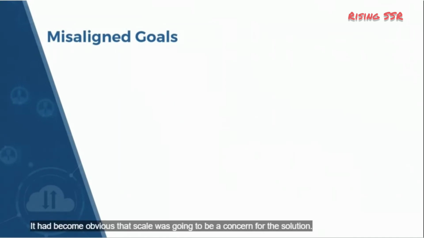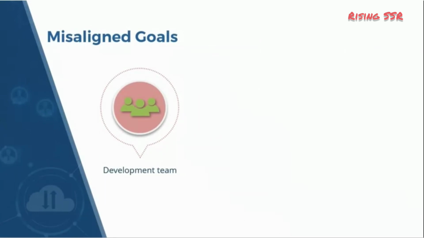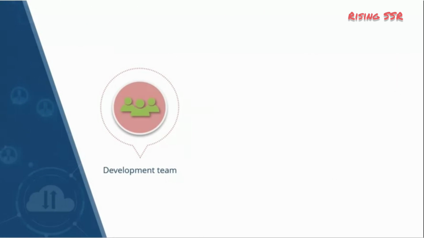It had become obvious that scale was going to be a concern for the solution, so the development team decided to create a new service rather than try to refactor the old one. While the development team worked full steam ahead on the new service, the SRE team was left to manage operations of the old system until such time as it could be abandoned. This put the teams in a position where they were completely misaligned in their efforts, working on different goals.